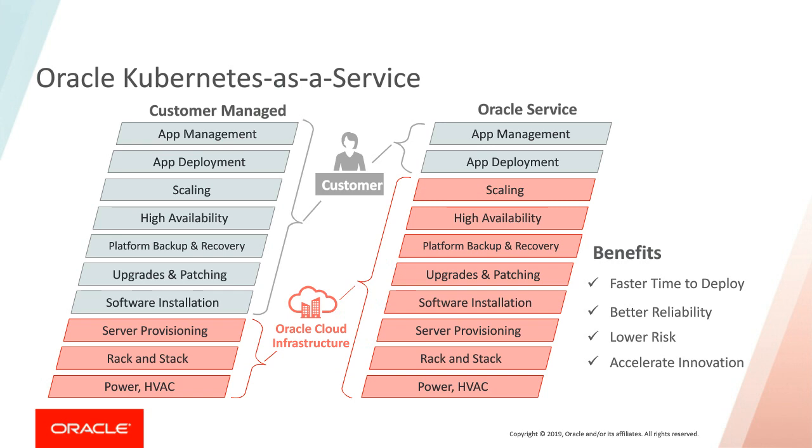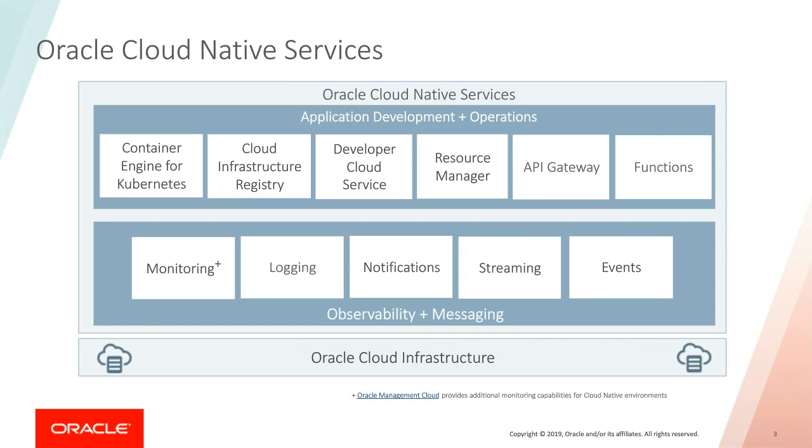So use OKE when your development team wants to reliably build, deploy, and manage cloud-native applications in the cloud. Oracle's cloud-native services leverage the highly performant next-generation Oracle Cloud Infrastructure, also known as OCI. These services can be categorized into application development plus operations and observability plus messaging. As you can see on this slide, we provide several cloud-native services that, combined with OKE, will give you a robust and scalable cloud-native service environment.